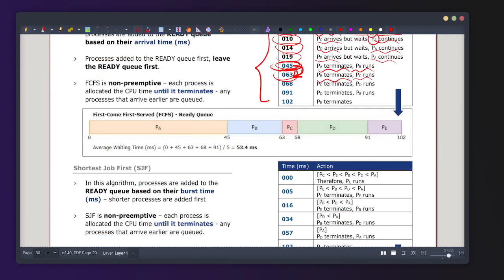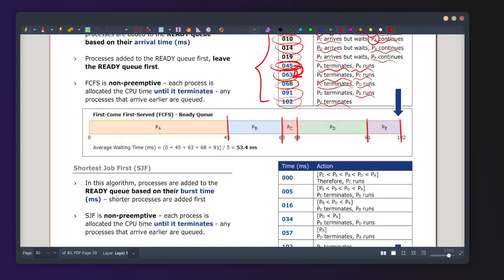Then process C runs. Then that terminates at 68. It terminates. Then D is taken in. Then D terminates. E is taken in. And finally, E terminates at 102 milliseconds. So this, ladies and gentlemen, is what the ready queue looks like for this system. Process A arrives, finishes at 45 milliseconds. Then process B arrives, finishes at 63 milliseconds. Process C finishes at 68, D finishes at 91, and E finishes at 102.